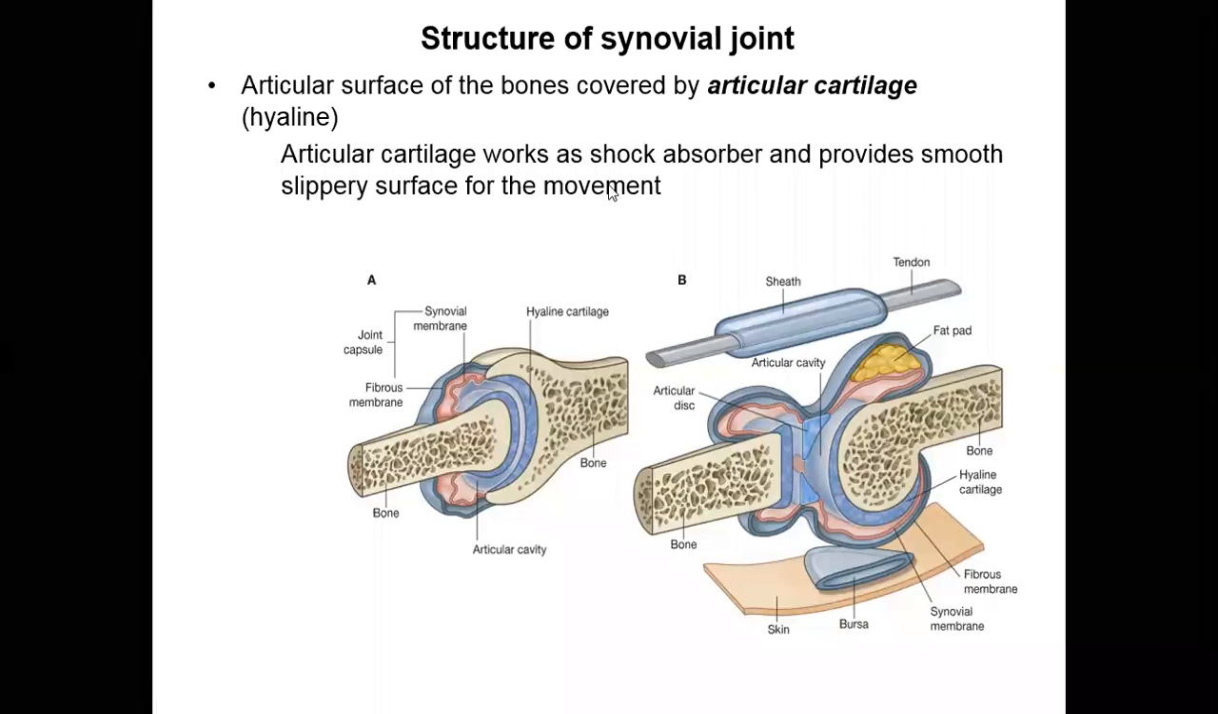And articular cartilage, as we discussed before, works as a shock absorber and provides a slippery surface for the movements. That's a function of articular cartilage. This is articular cartilage. This one is articular cartilage. They are very close to each other in the joint, and it provides a slippery movement. It looks like ice. Just imagine two ice cubes moving on each other. How it looks. So it is something like that.